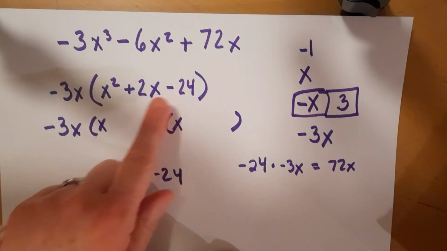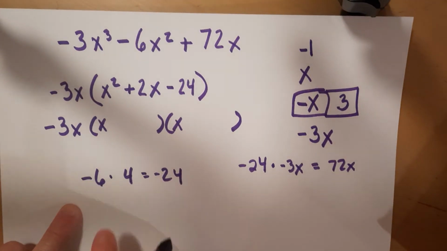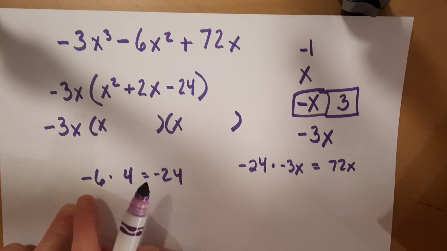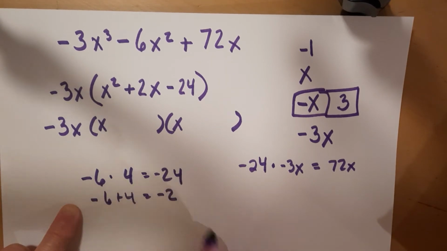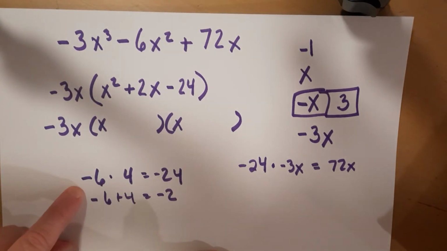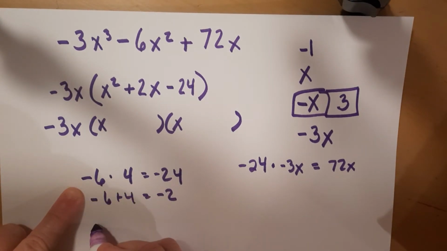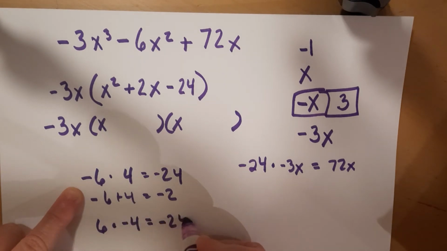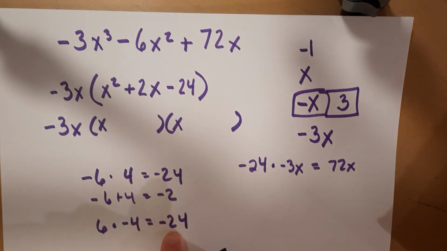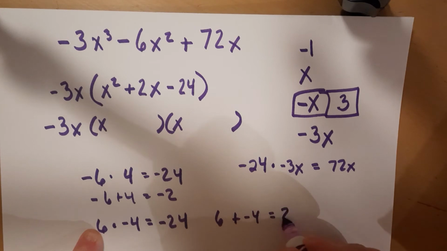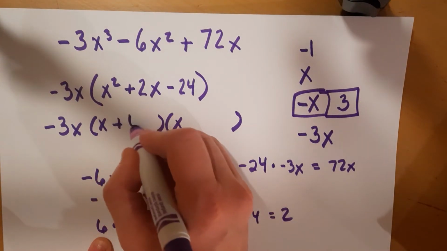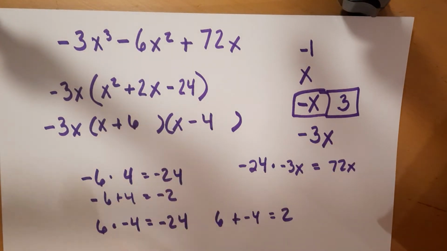Remember to watch those signs, guys. But when added together, you know what? I did this wrong, because when added together, negative 6 plus 4 gives us negative 2, but we need a positive 2. So now we can see that we need to switch the negative sign. We need to make it 6 times negative 4. So that would be negative 24, which still gives us negative 24, which is good. But when you add 6 plus negative 4, that gives us 2, which is what we were looking for. So we need to put a plus 6 and a minus 4 in our parentheses.